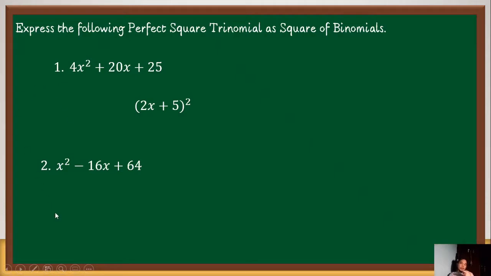Next, for number 2, we have x squared minus 16x plus 64. The square root of x squared is x, while the square root of 64 is 8. Then, yung middle term natin, which is negative 16, ang sign ay negative. So, this will be minus. Okay, very good.